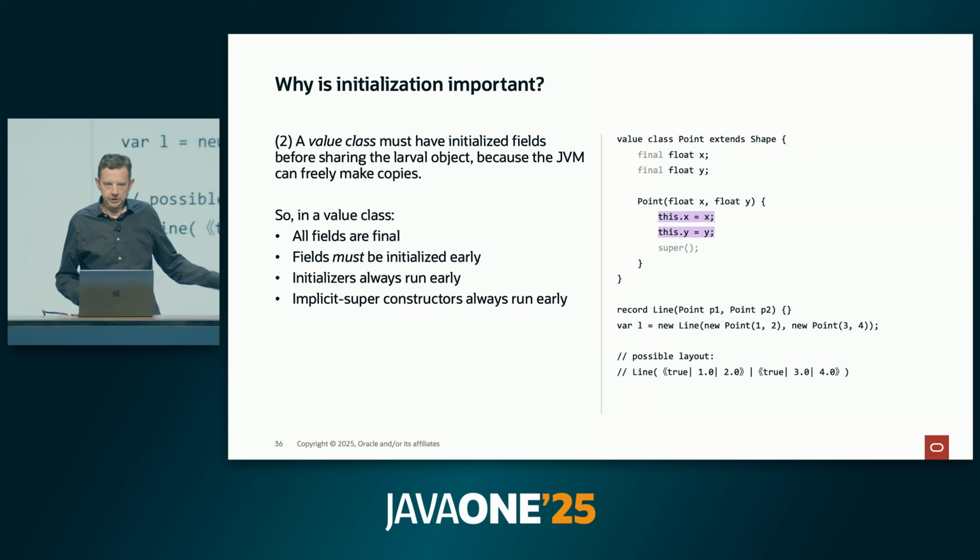When I talked about changing the timing of where initialization happens during instance initialization for a value class, that's the way it is out of the box. When you declare a class a value class, the initializers and the implicit super calling constructors all run in the early phase. So that's another thing. In order to make value classes work at all, these are features that we need.